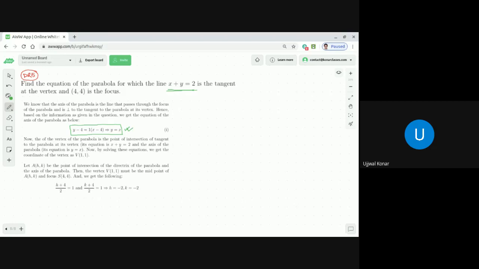Now the vertex of the parabola is the point of intersection of the tangent to the parabola at its vertex, whose equation is x plus y equal to 2, and the axis of the parabola, y equal to x. By solving these equations, we get the coordinates of the vertex as (1, 1). Correct or not? Correct. I hope it is clear.